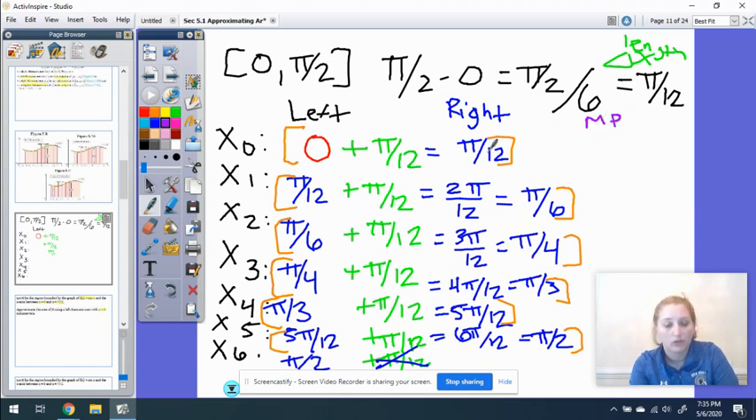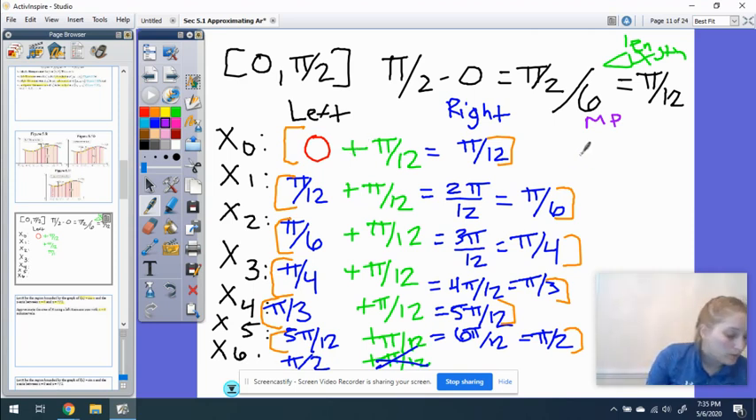So essentially, I'm still going to do pi over 12 plus 0, add that up, divide by 2. I'm going to get pi over 24 for the first one. Pi over 6 plus pi over 12, divide that by 2, I'm going to get 3 pi over 24. Now you might be noticing the pattern. Each time I'm increasing by 2 in my numerator. And I could simplify this, but I'm not going to.